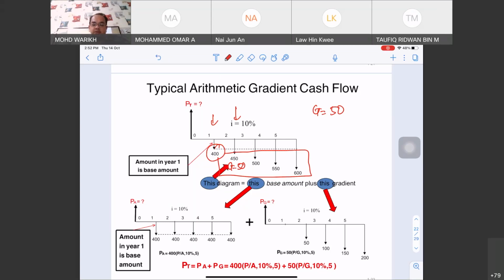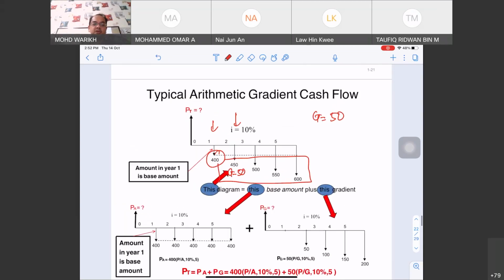So actually, to calculate the arithmetic gradient, AG, the calculation is divided into two parts. Before, when we discussed PF, FP, PA, FA, it was just one shot. They give the formula, you refer to the table, and you get the numbers. But for the AG, it is calculated in two sections, divided by two.